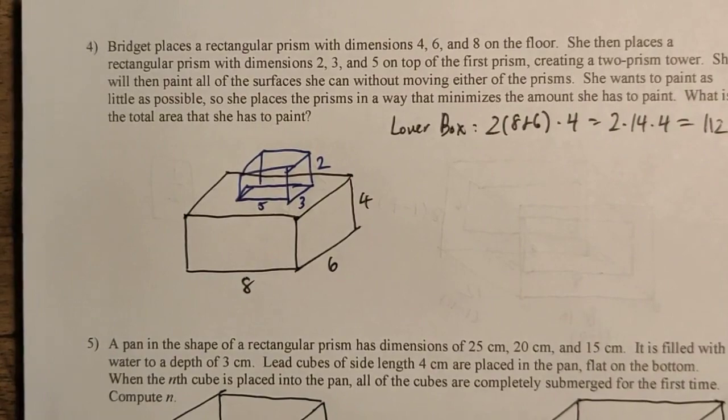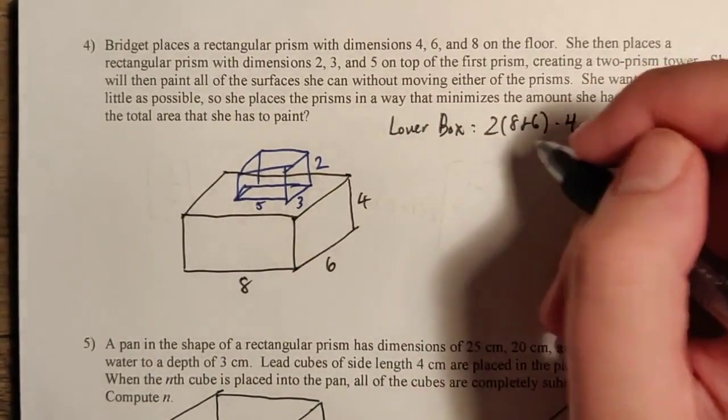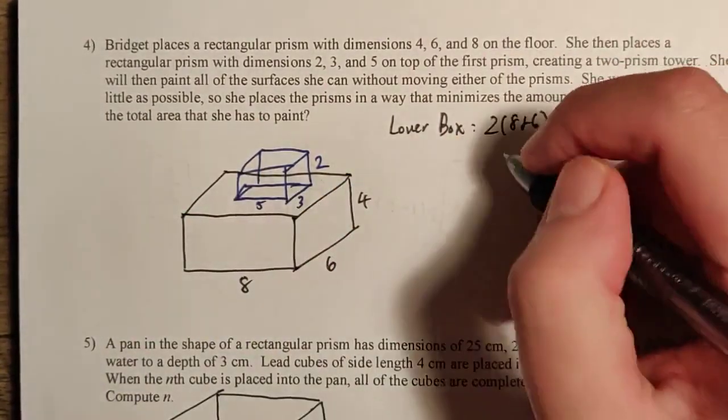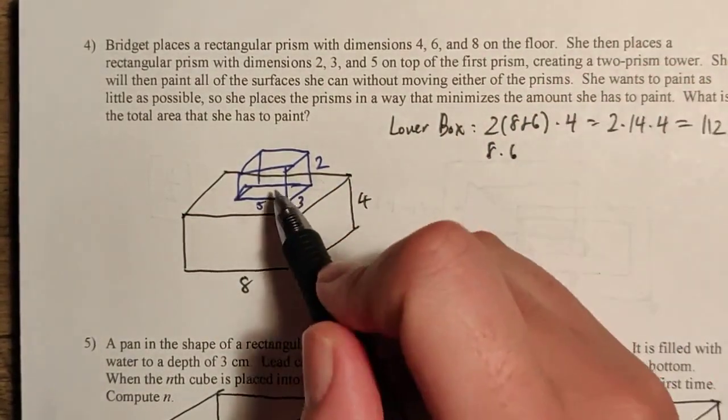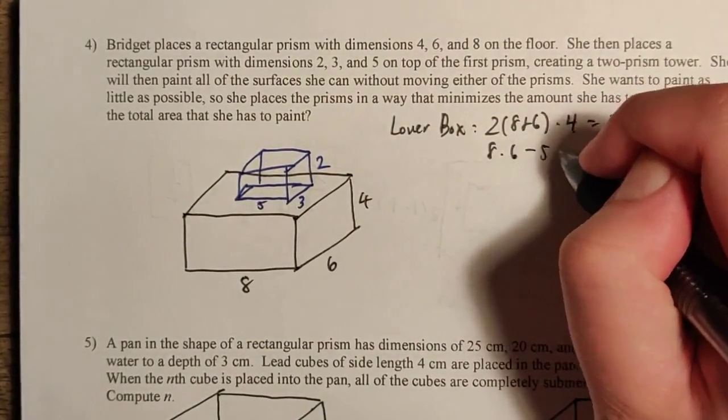Okay. That seems good so far. Now we want to look at the top. We still have to add the top face. So this is the sides, and then we have to add the top. Now the top is 8 times 6, but the bottom of the upper box covers up some portion of it, so we have to subtract 5 times 3.